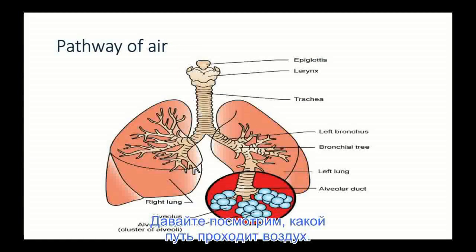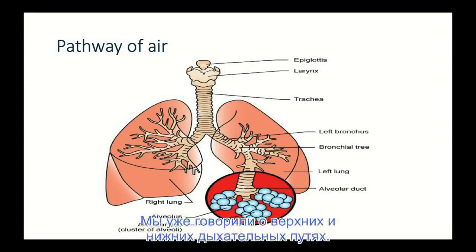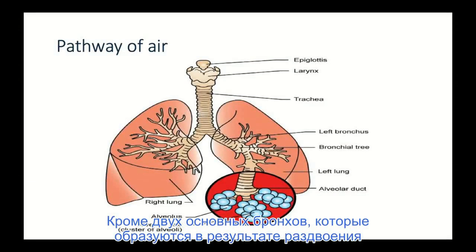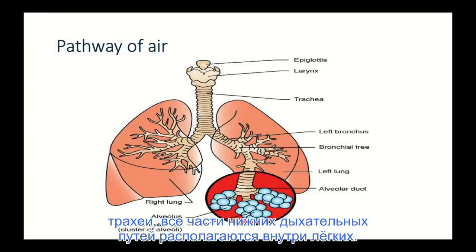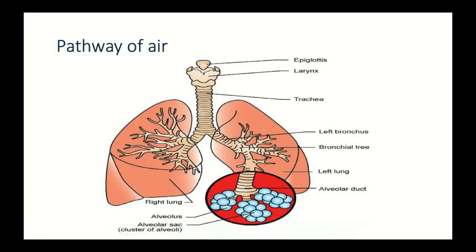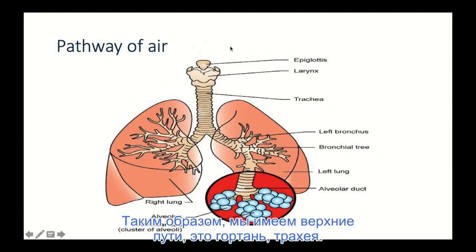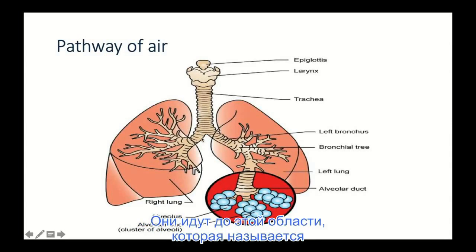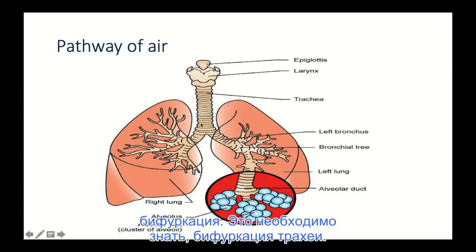So let's look at the pathway of air through the body. We talked about the upper and lower respiratory tract. Except for the two main bronchi that are formed by the bifurcation of the trachea, all the structures of the lower portion of the respiratory tract are actually located within the lungs. So essentially we've got upper, which is the larynx, the trachea, down right to this area, which is called the bifurcation. Definitely get to know that, the bifurcation.